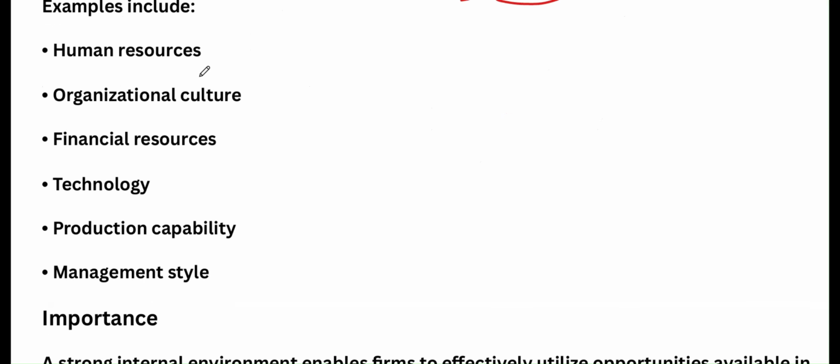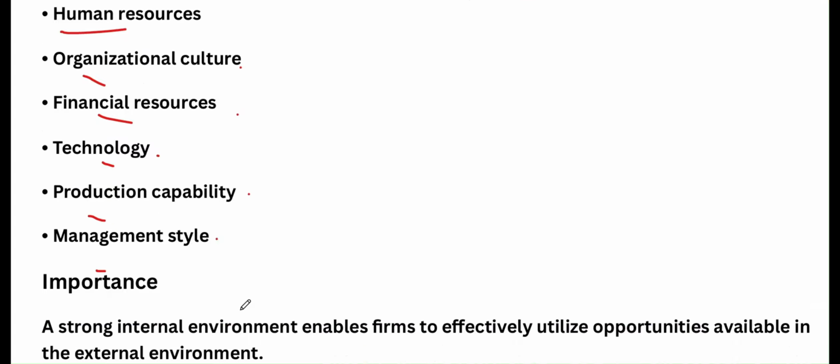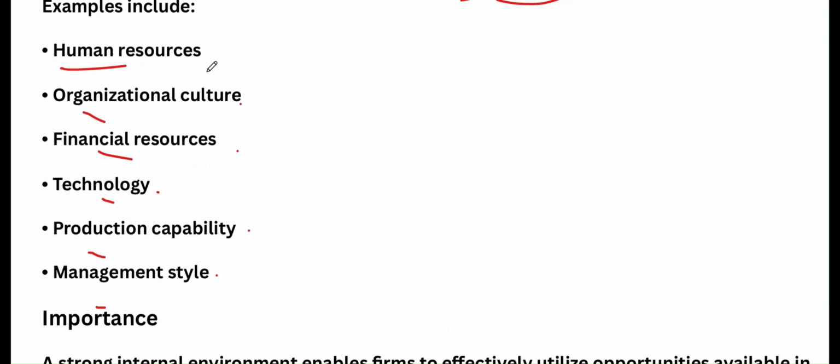So this includes human resources. Next one is organizational culture, financial resources, technology used inside the organization, production capability, management style. So these things can be controlled, coordinated, and organized by the organization. If there are some things that need to be changed or strategies to implement, we can do it here, right? For better production, for better satisfaction.